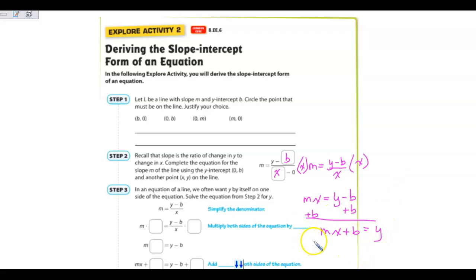Just to make this more uniform, I can rewrite this, making sure that each side stays looking exactly the same, just changing the sides. So y goes from the right to the left, and then mx plus b goes on the right-hand side. Okay? So that's how they came up with that equation.